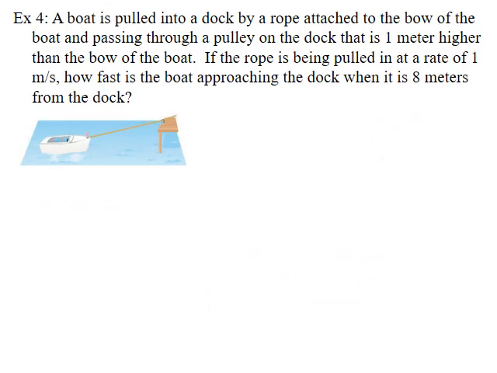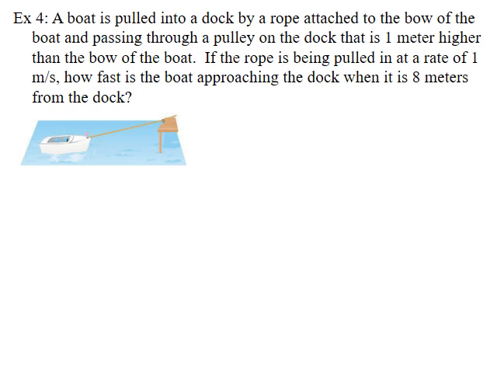All right, so like I said, keep going. Example number 4. A boat is pulled into a dock by a rope attached to the bow of the boat and passing through a pulley on the dock that is 1 meter higher than the bow of the boat. If the rope is being pulled in at a rate of 1 meter per second, how fast is the boat approaching the dock when it is 8 meters from the dock?